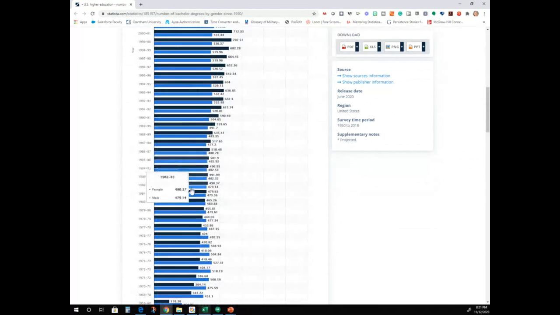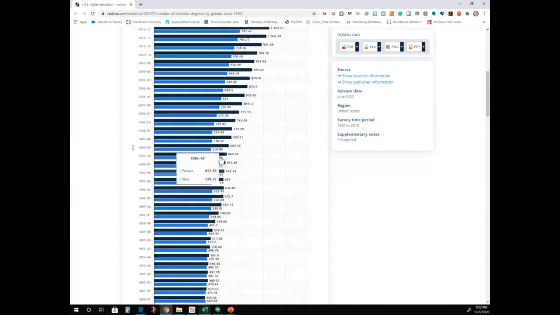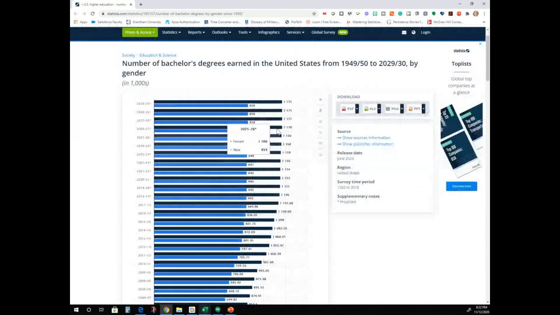But if you go back in history, it was the other way around, and that was mainly because there was a time when women couldn't go to college, or it wasn't expected. So you can see that it was the other way around, and then it started flip-flopping, and now this is the pattern. And it's not a perfect line.